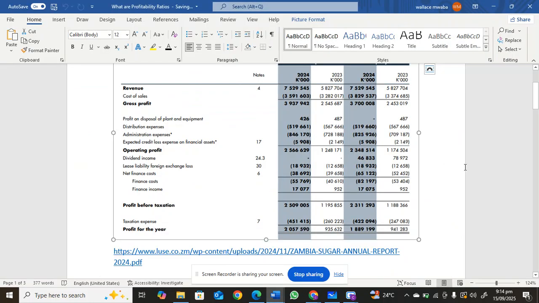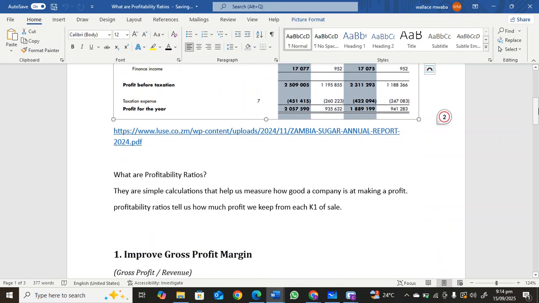Okay, so we are looking at ratio analysis. We're going to start with first the profitability ratios. They're just telling us how good a company is at making profit. That's what profitability is. And these profitability ratios, all they tell us is how much profit we keep from every one kwacha sale that we make. How much profit we keep for every one kwacha of sales revenue.